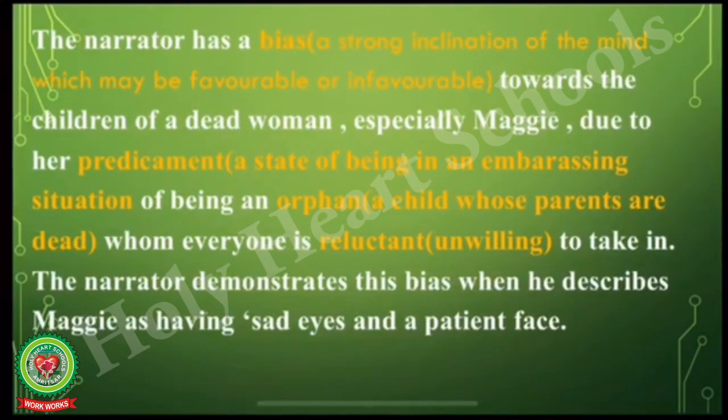So students, first of all, underline the word bias and write down a strong inclination of the mind which may be favorable or unfavorable. So where we just have a strong inclination towards one point of view, right? And then underline predicament. Predicament means a state of being in an embarrassing situation. Now underline the word orphan and write down a child whose parents are dead, right? So next is reluctant, which means unwilling.